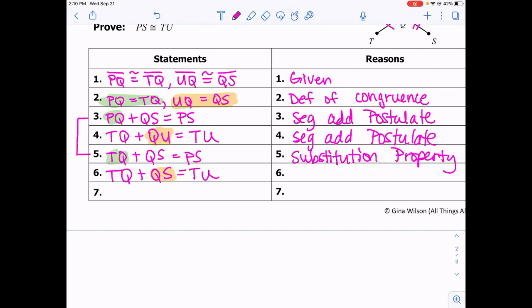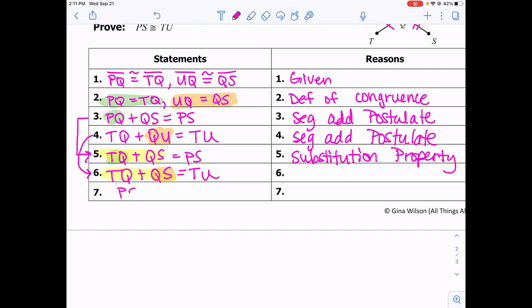So 3 went to 5 and 4 went to 6. We have 2 different segment addition postulates we're rewriting. Now, TQ plus QS, I have that twice. Right?